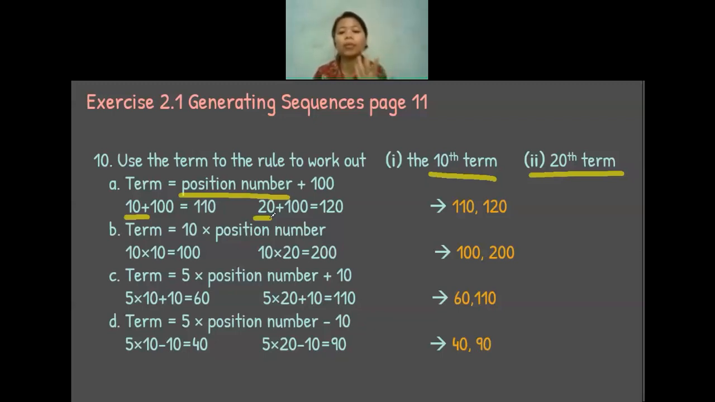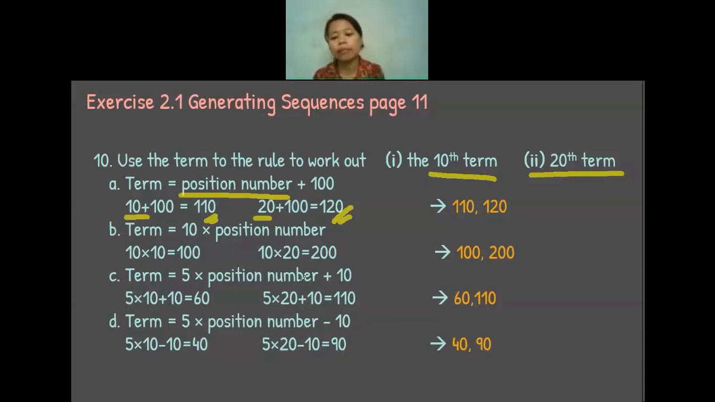The question only asks for the 10th and also the 20th term, so I will directly replace the position number with 10 and 20. Because this is position number plus 100, to find the 10th term, it will be 10 plus 100, which equals 110. If it is the 20th term, we replace the position number with 20. 20 plus 100 will equal 120. So the 10th term is 110. The 20th term equals 120. Is there anyone having any difficulties at question 10A? Before I move to question 10B, is there anyone? No? Okay, if you have no question, I will move to question B.